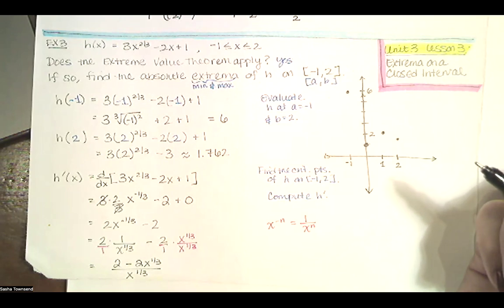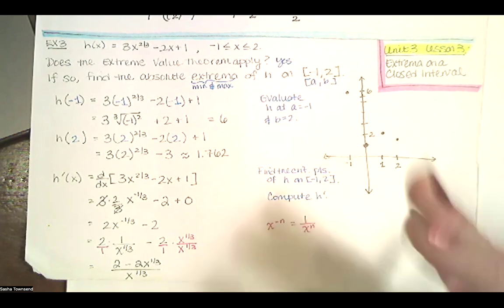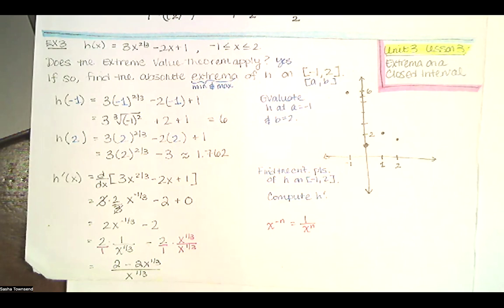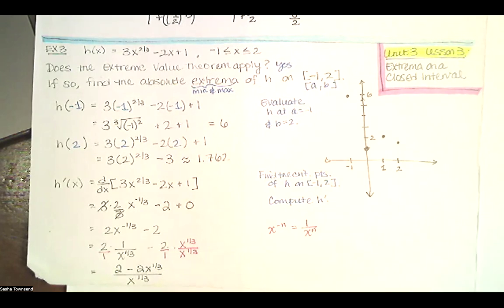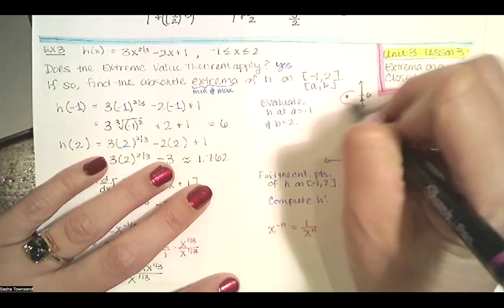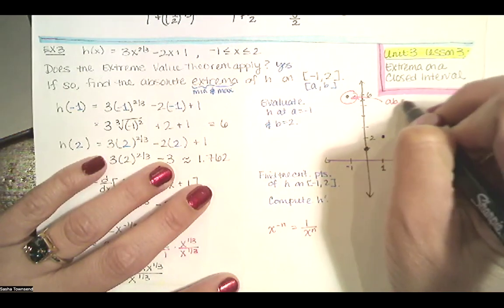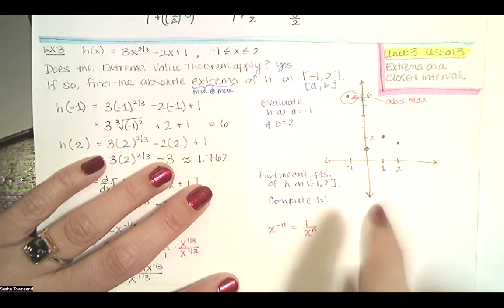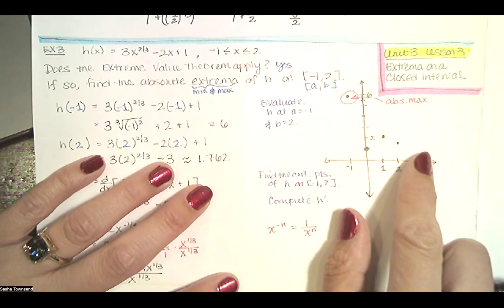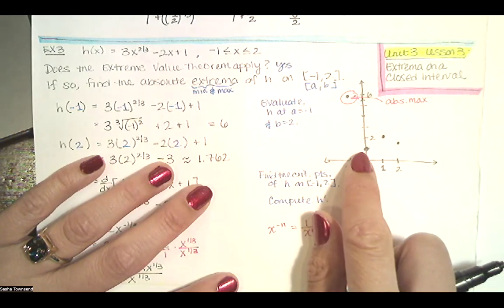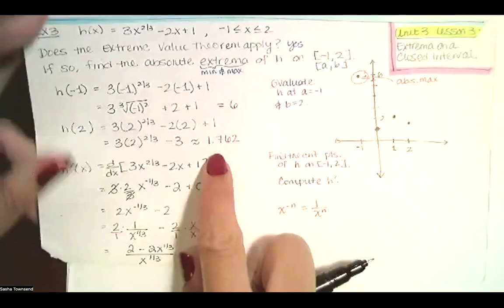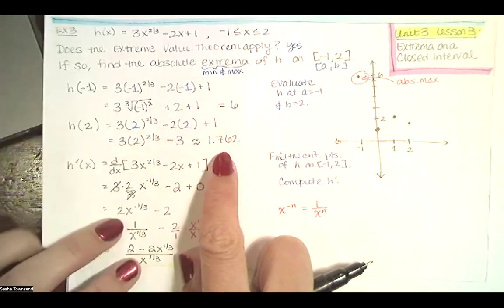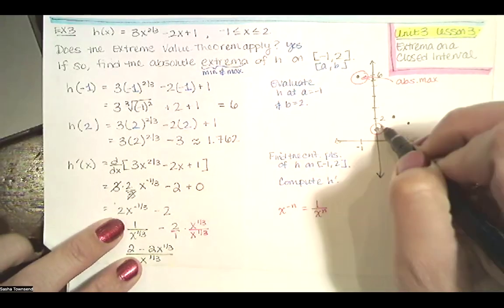The question is, what is the absolute maximum and what is the absolute minimum? Well, the absolute maximum is the largest y value in this list. Obviously the largest y value is 6. So this is going to be our absolute max. And the question is, what is the smallest y value on this list? Well, this is a y value of 1. This is a y value of 2. That's a y value of, what was it? Approximately 1.762. So the smallest y value is this one.